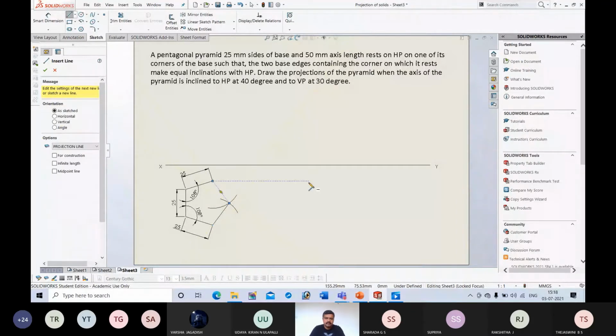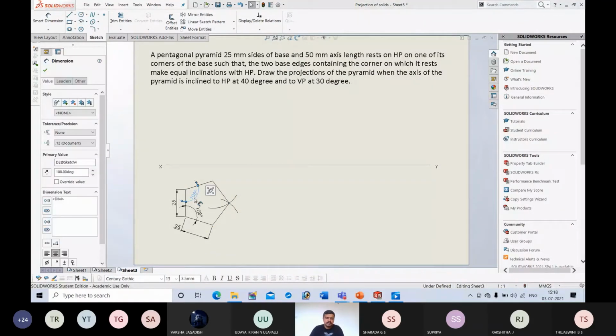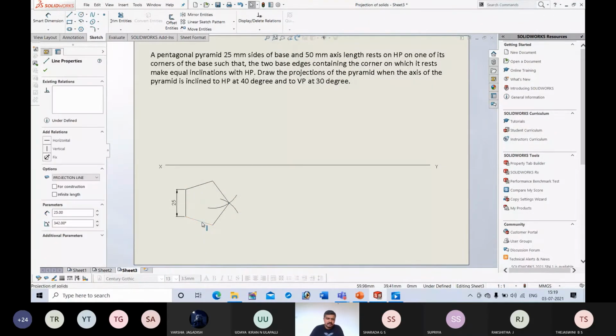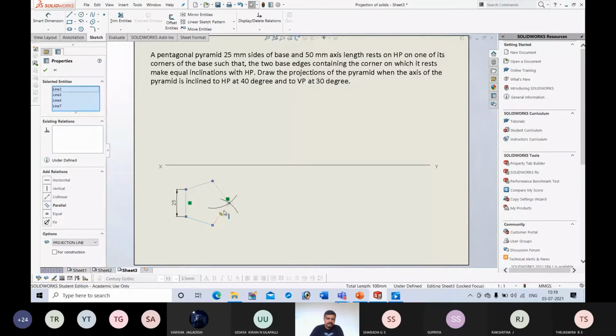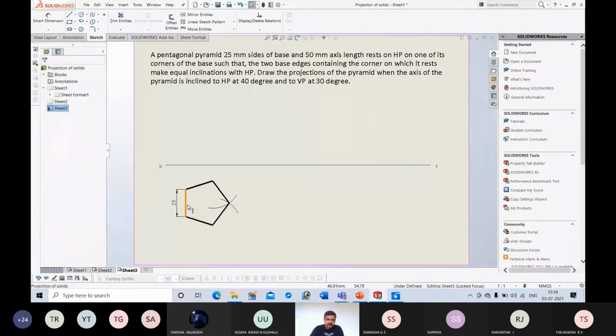Okay, so after this I will delete remaining things. I will increase the thickness. So this is the representation of base. Okay, then I will name the corners of base.